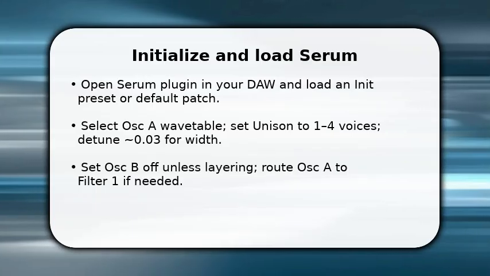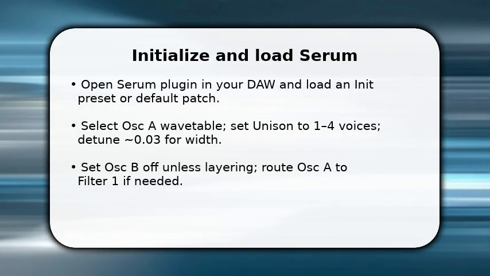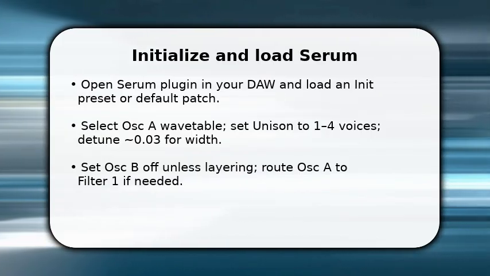You open Serum and immediately load the init preset so you start clean. First, select Oscillator and choose a wavetable that matches your goal. You want a simple harmonic foundation. Next, set unison to between 1 and 4 voices and detune slightly. This adds width without mud. Turn Oscillator B off for now to keep focus.